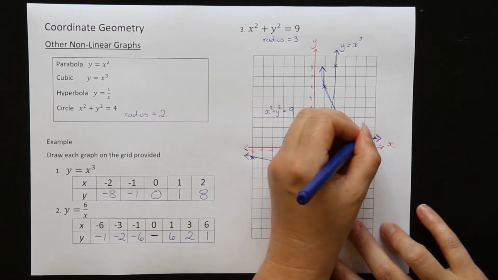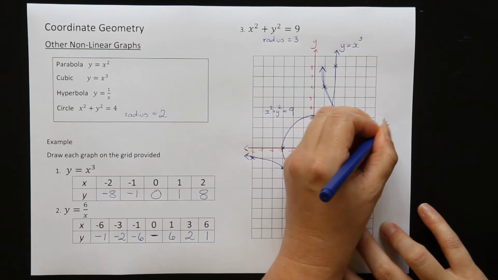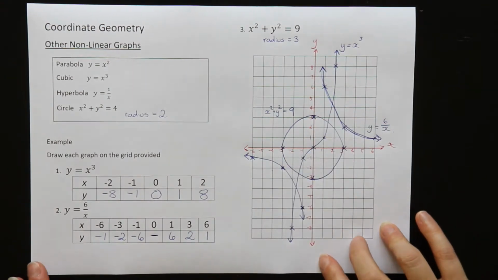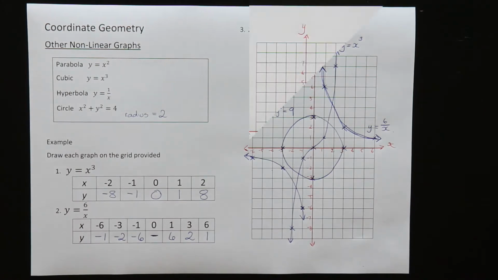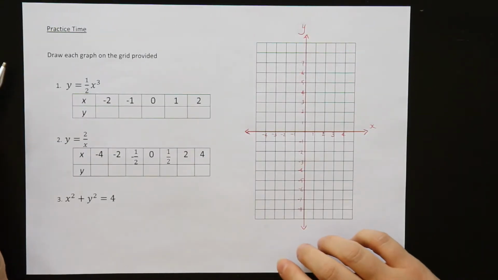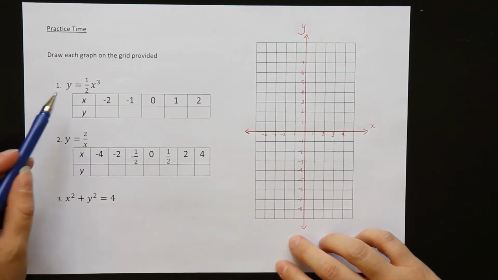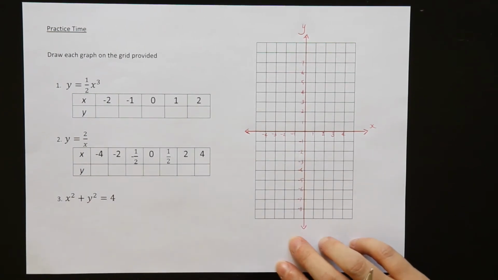And this one I didn't write on, y is equal to 6 over x. Okay, so there you have it. That's the cubic hyperbola and the circle. So on the next page, we have three questions, just like I just showed you, for you to have a practice. So pause the video, fill the tables in, plot your three graphs, and then restart to see if you got them right.